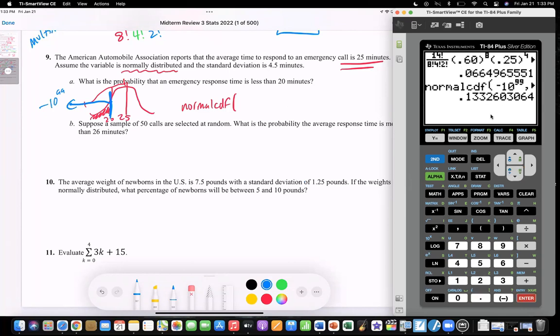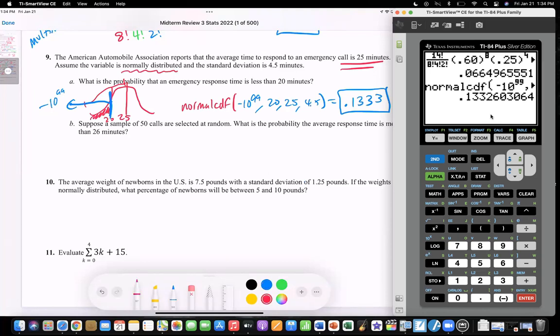Let me write this out first. Up to 20, and then standard deviation 4.5. If I write what I typed in, we get 0.1332. The 6 brings up the 2, so 3. So that'll be my answer for that one.